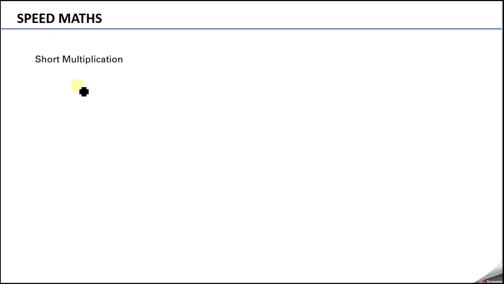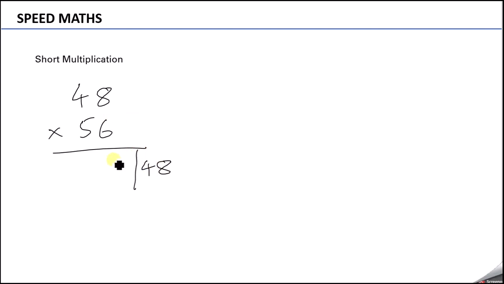Say you have two numbers, 48 into 56. First we'll multiply 8 into 6, which is 48, and write it right here. Then we'll make a compartment over here. The next is 4 into 6 plus 5 into 8. So 4 into 6 is 24 plus 5 into 8 is 40. 40 plus 24 gives us 64. And third is your last one, 4 into 5, which is 20.